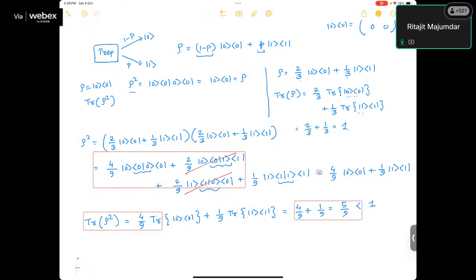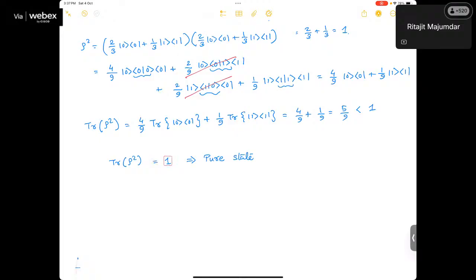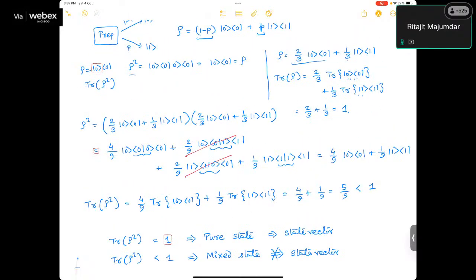This is important. Not equal to 1 is not the more important thing; it's less than 1. What you can argue from here, just by definition, is that if you have a density matrix whose trace of rho square is equal to 1, this is called a pure state. If it is a pure state, you can always write a state vector representation of that. You could have just represented this as psi. But if you have trace of rho square less than 1, this is called a mixed state, and it does not have a state vector representation. Note once more, this is not a superposition state.